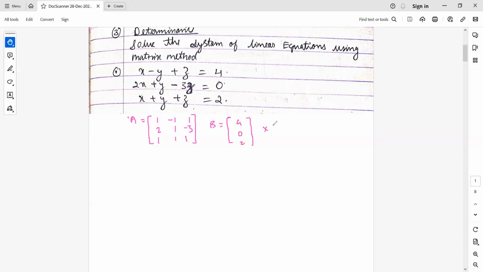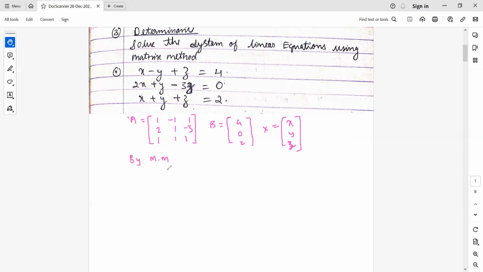And matrix X will consist of the unknown variables. So if two equations are given, it will consist of only x and y. And when three linear equations are given, it will consist of three unknowns, that is x, y, and z. Okay, and then here we need to write down by matrix method.